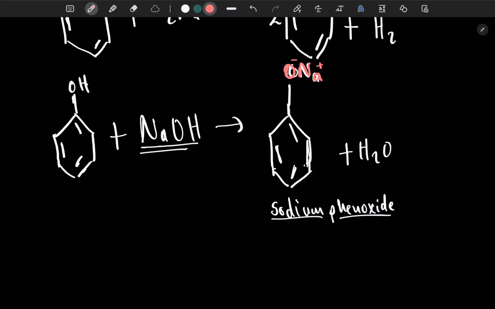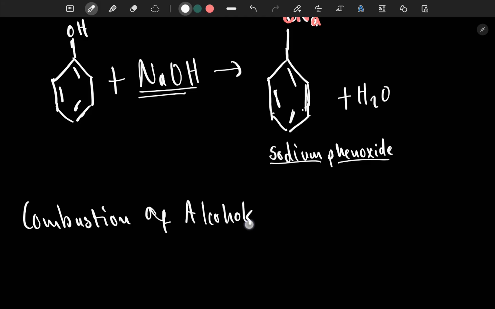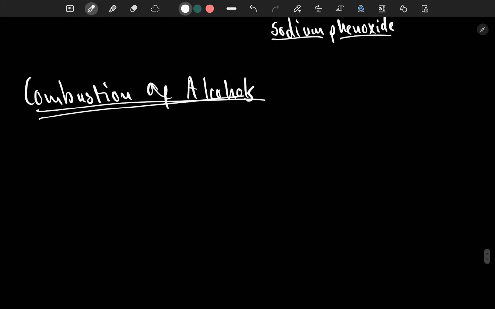Okay, now the last thing which you'd have to know is about reaction, let's say combustion. Combustion of alcohols. Alcohols can be used as a fuel, especially ethanol. It can react. And what do you get? Complete combustion always gives us carbon dioxide and water.